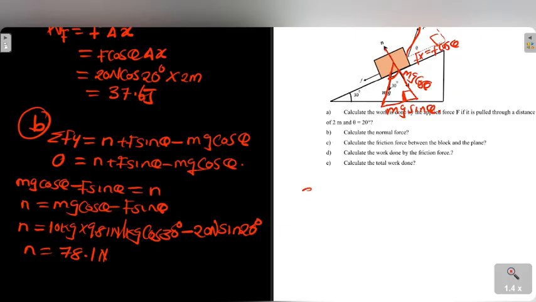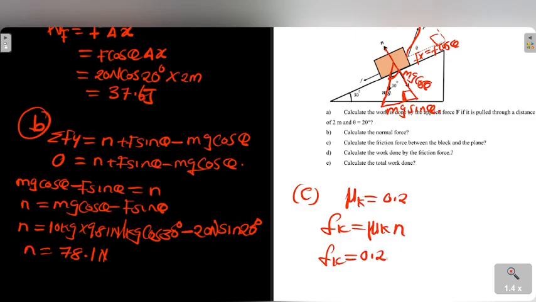Then now we move to C, which is asking us to calculate the friction force between the block and the plane. Remember, we have the coefficient of kinetic friction of 0.2, which has been given in the question. So for us to calculate the friction force between the block and the plane, the friction force is equal to mu k times the normal force. So the friction force here will be mu k, 0.2, times the normal force that we have calculated, which is 78.1 newtons.